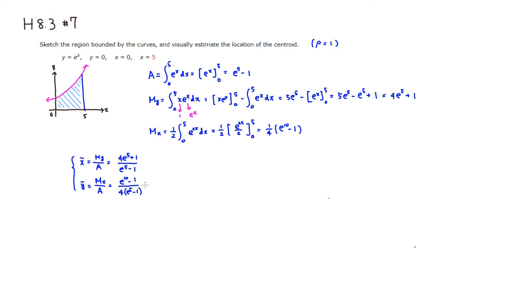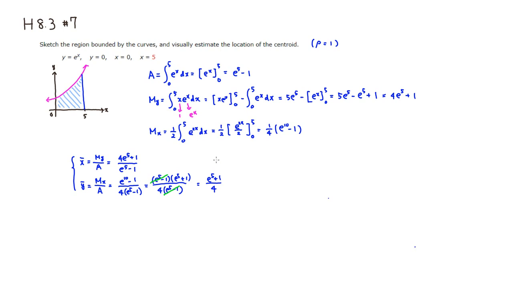This one we can simplify a little bit because e to the 10 minus 1 can be rewritten as e to the 5 minus 1 times e to the 5 plus 1. Then you're dividing by 4 times e to the 5th minus 1. So we can cancel e to the 5th minus 1, and you end up getting e to the 5th plus 1 over 4.